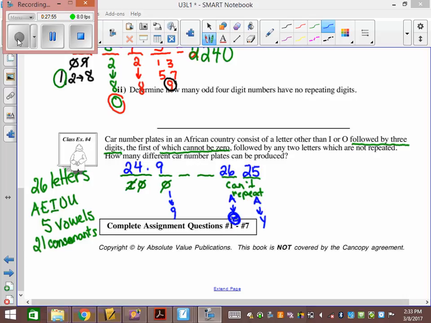No restrictions on these middle ones. So it's 0 to 9, 0 to 9. And I'm going to multiply them because I need them all in order to get it. So in this country, there would be 14,040,000 different car number plates.